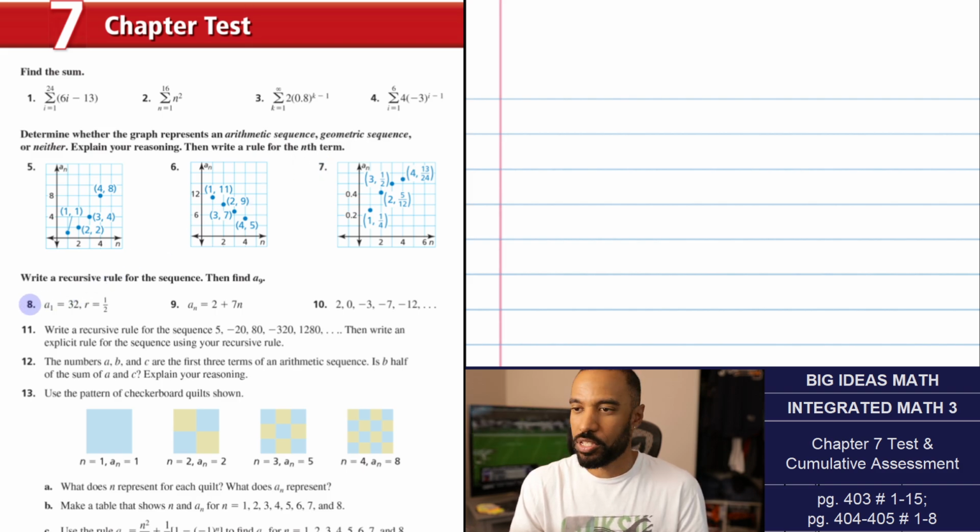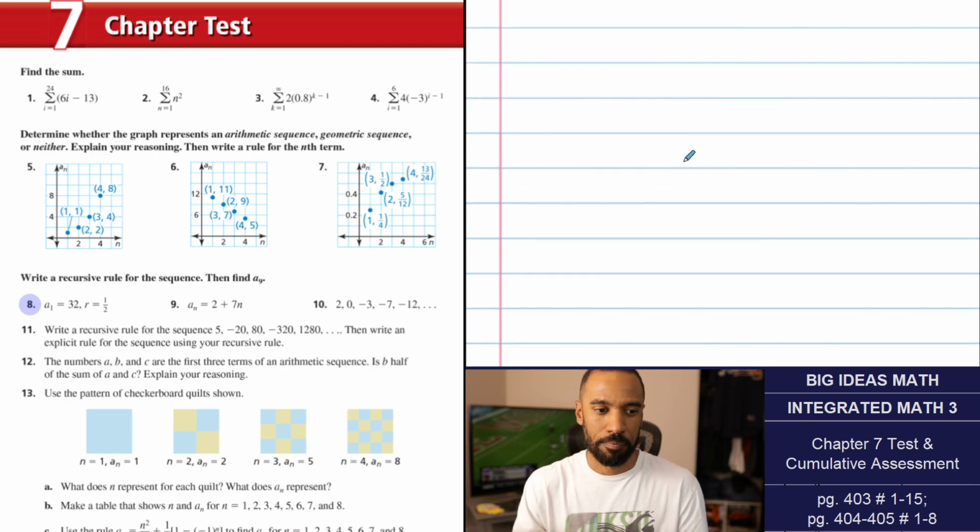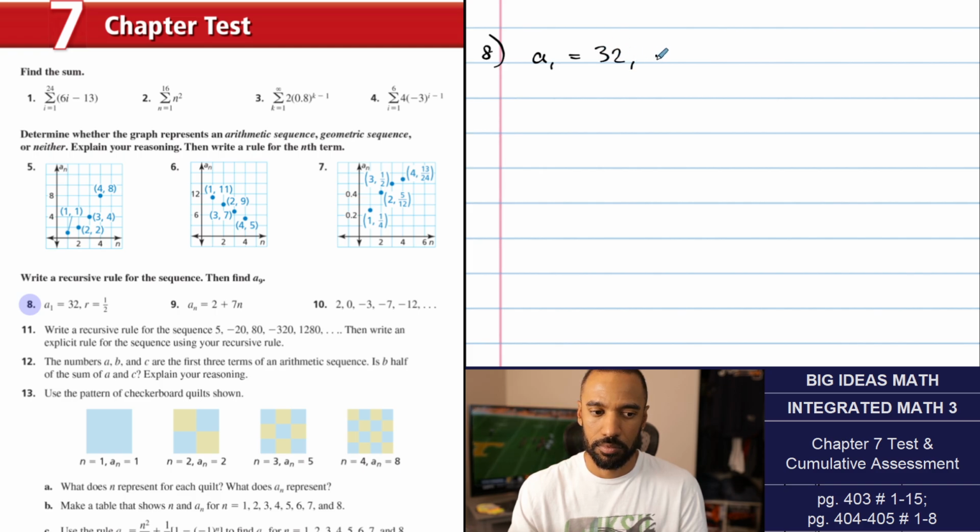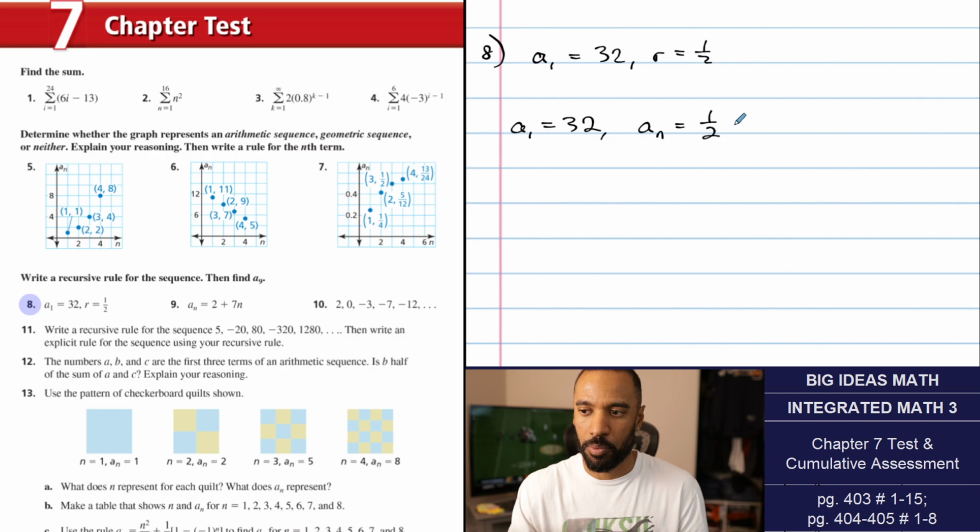Write a recursive rule for the sequence, then find a sub 9. Now, I just did a recursive rule in the previous one. What's interesting, well, a couple things that are interesting. Number 1, the recursive rule requires that you write the first term. So a sub 1 is 32 is a part of what I'm going to write. And then r is 1/2, common ratio, means you're multiplying 1/2 times the previous term that you have.